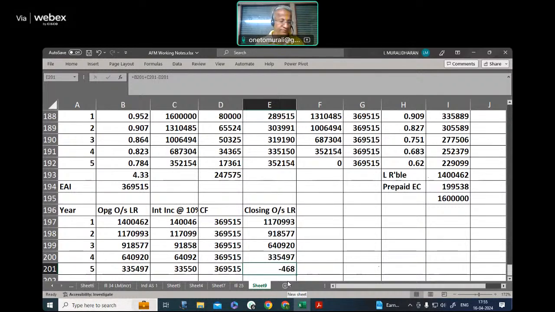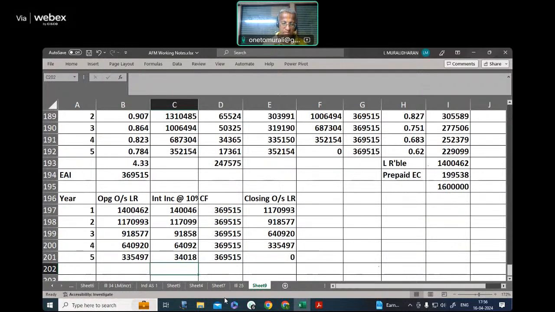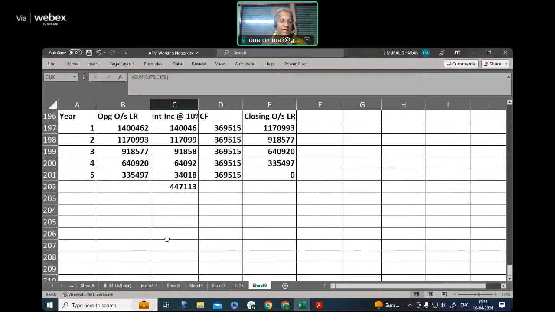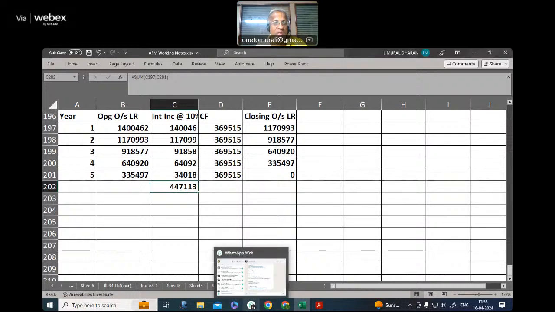Let me take it up. So it is 34018. Correct? So as how it was worked out that way, there will be a marginal difference that you would be getting. So you need to keep your options open and keep working it out based on the situation that is demanding.